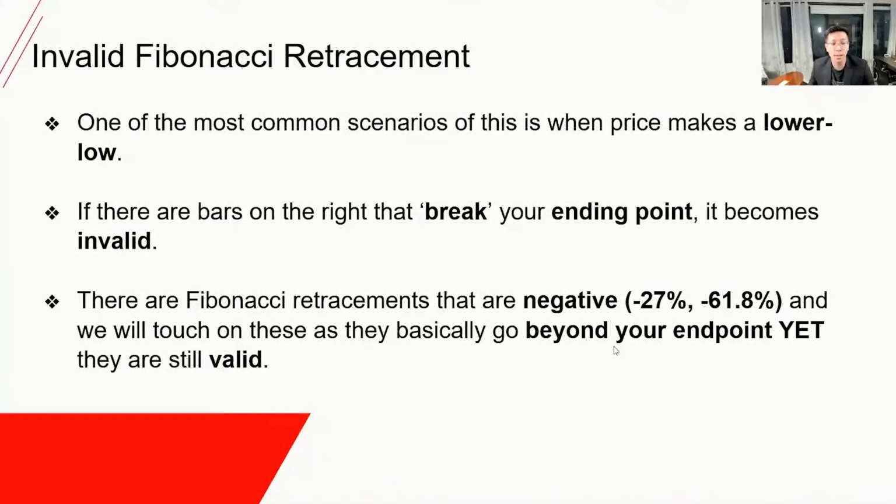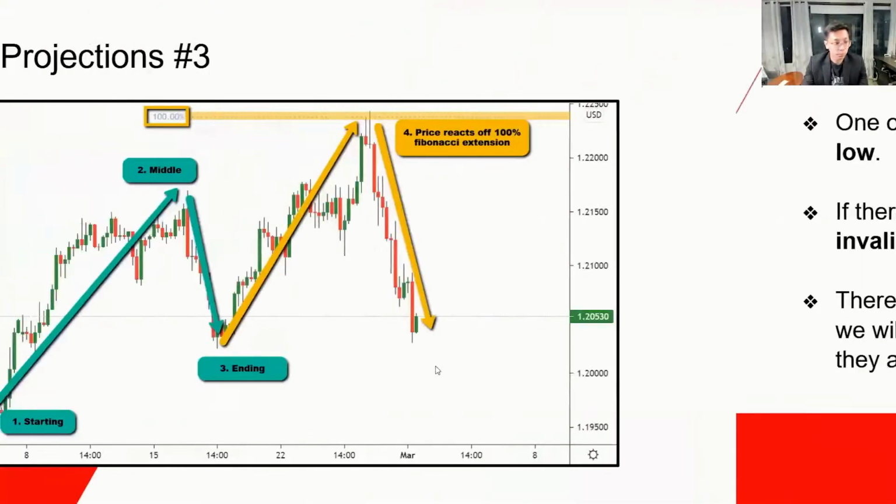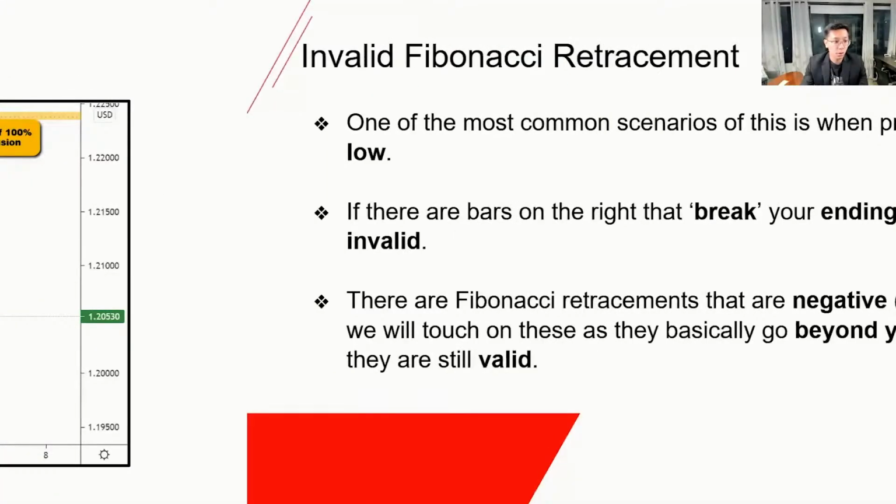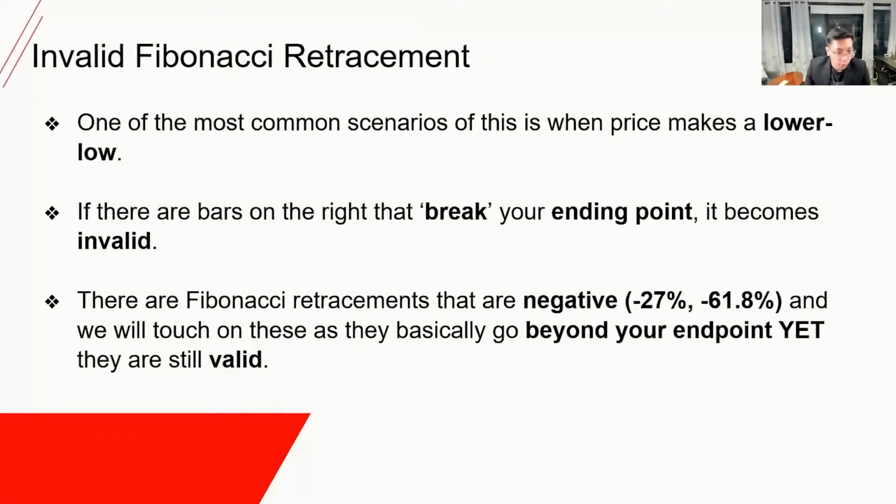Okay, so when does a FIB retracement become invalid? One of the common scenarios is when price makes a lower low. Assuming you are drawing a FIB retracement from the top to the bottom, if there are bars on the right that break your ending point, it becomes invalid.